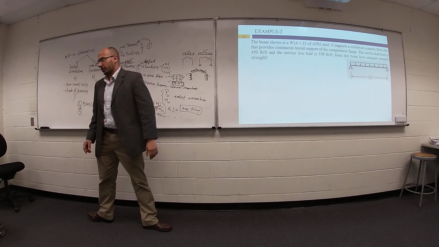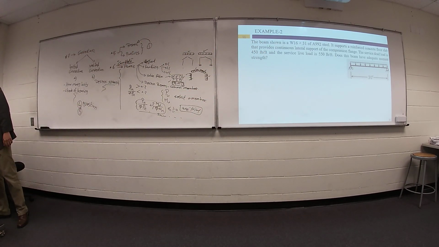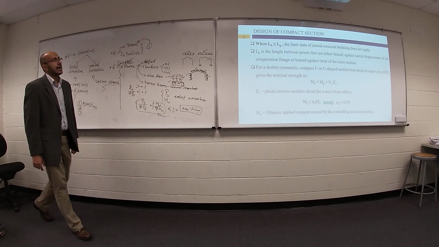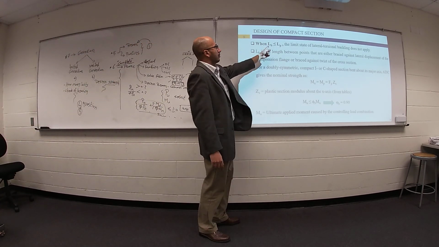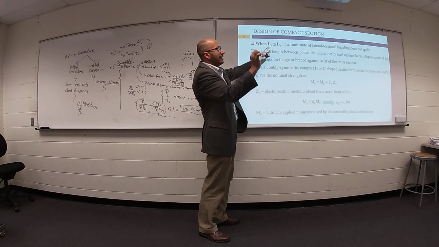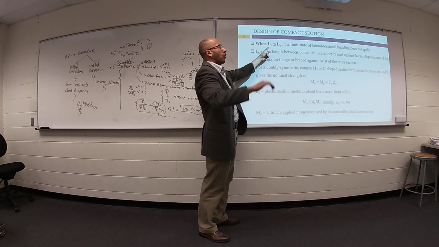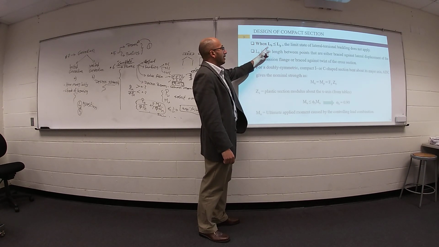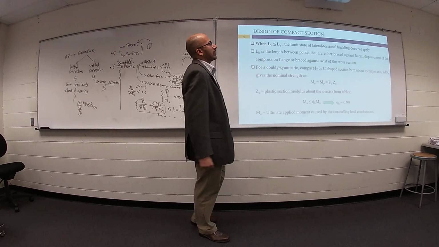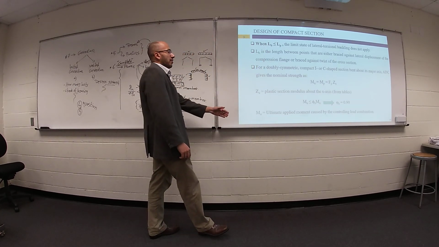Continuous lateral support means this term LB equals 0. Every single inch of your beam is supported by the reinforced concrete slab, so we don't have unsupported lengths. So we are in this case.